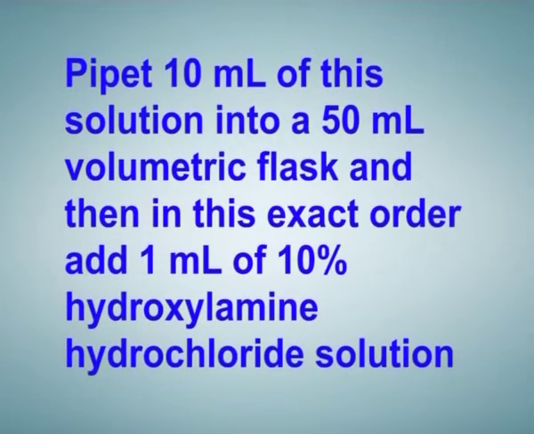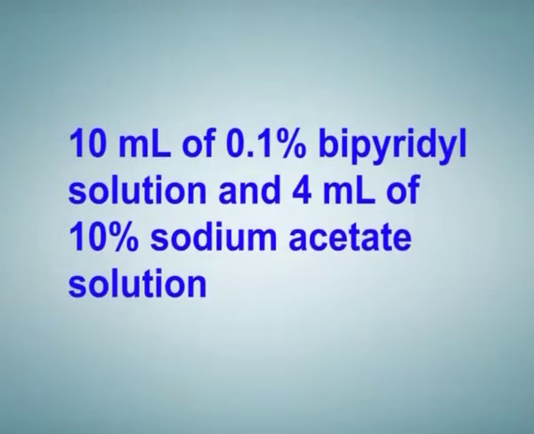Pipette 10 ml of this solution into a 50 ml volumetric flask, and then, in this exact order, 1 ml of 10% hydroxylamine hydrochloride solution, 10 ml of 0.1% bipyridine solution, and 4 ml of 10% sodium acetate solution. Be sure to mix well after the addition of each reagent by gently shaking or swirling, but not inverting, the flask. After all the reagents have been added, fill the flask to the mark with distilled water and mix well by inverting and shaking.